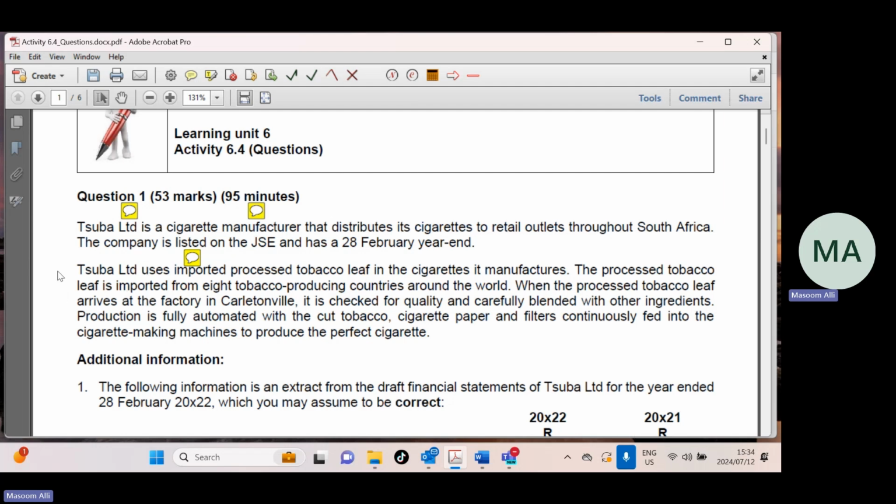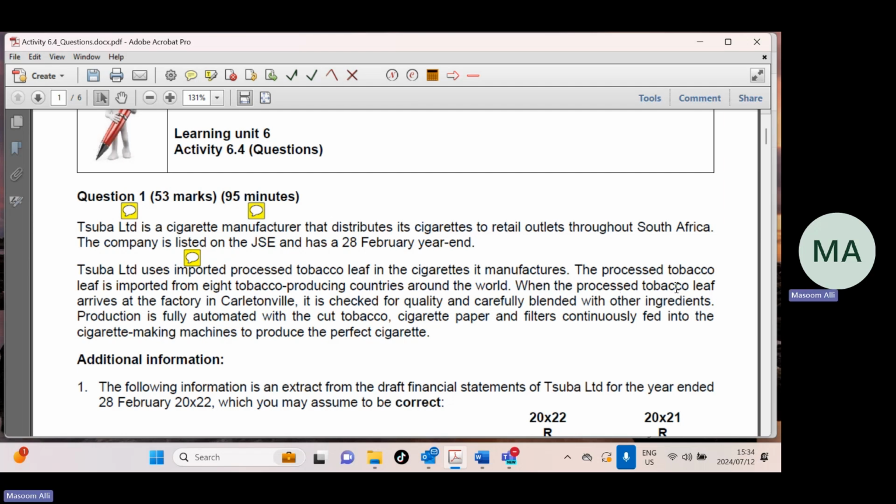Okay, so again, continuing from there, Tsuba Limited uses imported processed tobacco leaf in the cigarettes that it manufactures. The processed tobacco leaf is imported from 8 tobacco producing countries around the world. Okay, so that's fine. This gives us an indication that it's probably direct imports from these 8 countries, and not where the company here is just purchasing a brand of tobacco leaf that's imported and retailed by another local business.